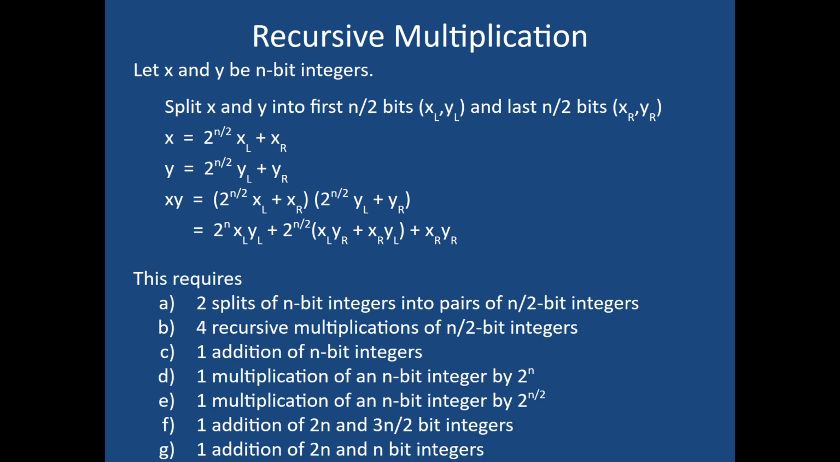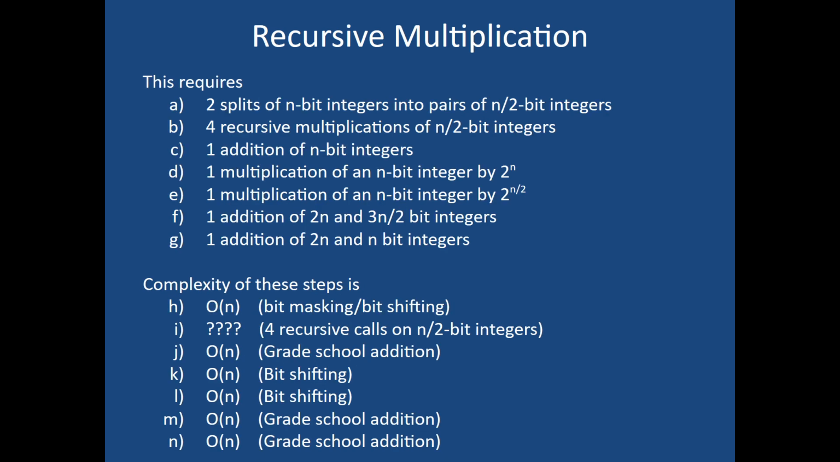Let's just count things. So I just made a list of what we're doing. We're doing 2 splits of n-bit integers into pairs of n over 2-bit integers. We do 4 recursive multiplications. We do some additions, and then some bit shifting, multiplication by powers of 2. So that's our list of all the operations that go into doing this recursive multiplication. And let's think of the complexity of it.